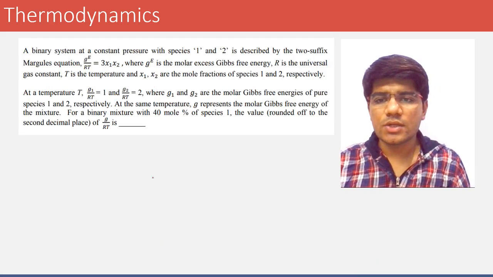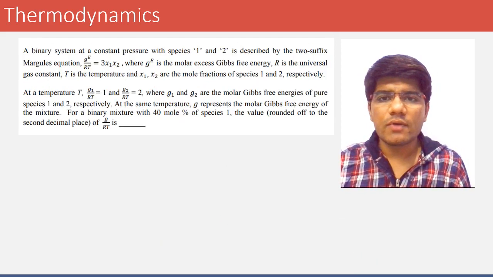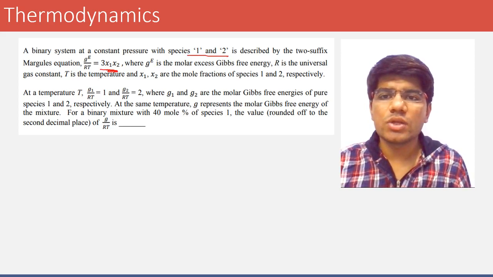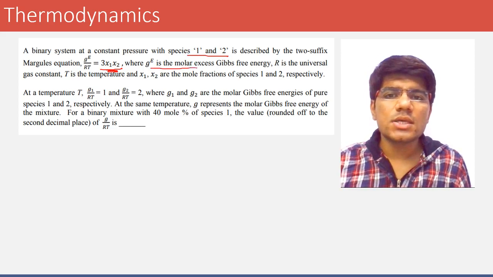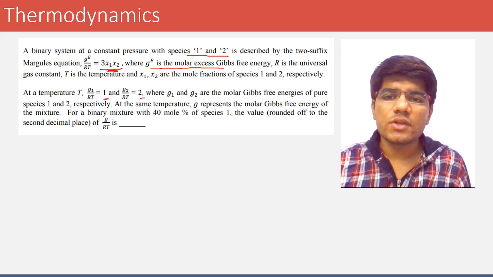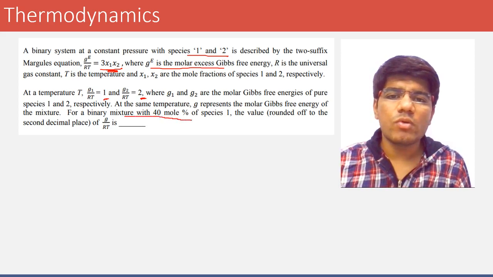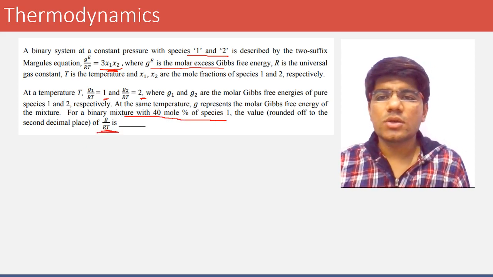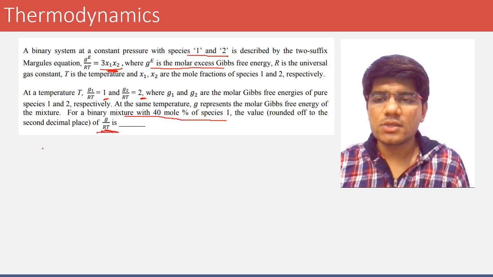Now the next question is, we are given species 1 and species 2, and the Margules equation is given as GE upon RT equal to 3x1x2. GE is, we know, the molar excess Gibbs free energy, and G1 upon RT value is given, G2 upon RT value is given, and we need to find, for a binary mixture at 40 mole percent of species 1, the value of G upon RT. So this question was conceptual but easy.